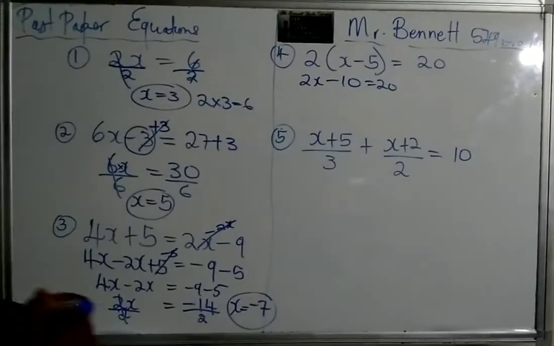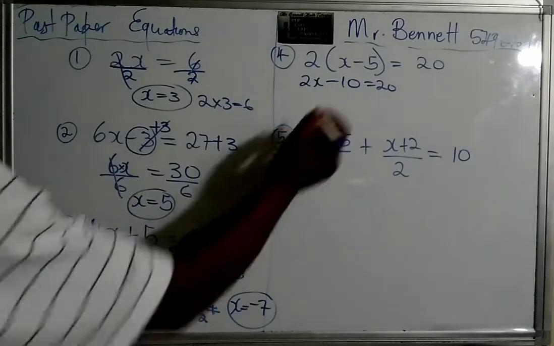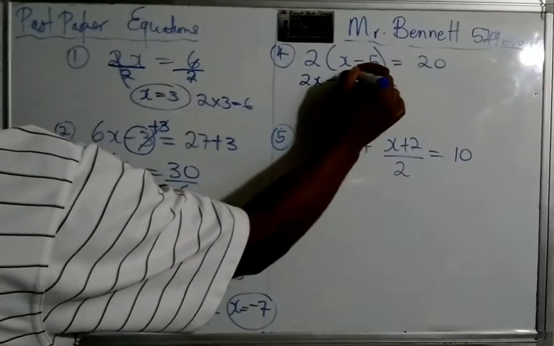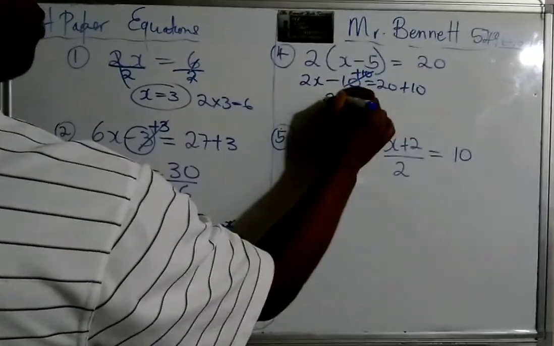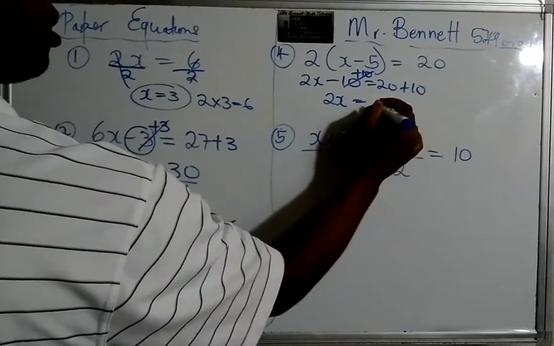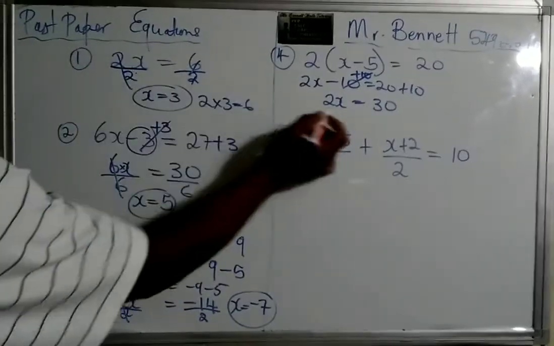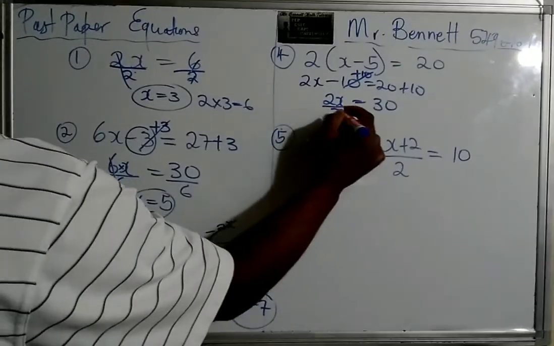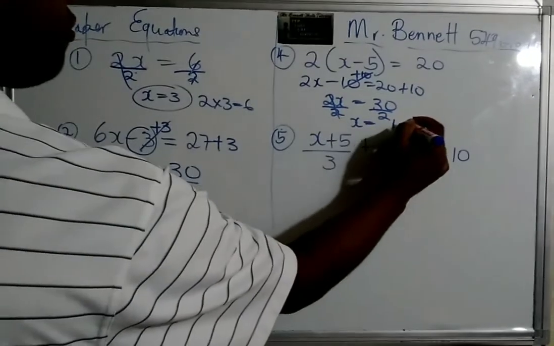At this point, we can say that it's similar to this one. So all we have to do is get rid of this negative 10 by adding 10, take the inverse. So we are left with 2x. 20 plus 10 is 30. Now we're saying 2 times a number is equal to 30. What is that number? It can only be 15.